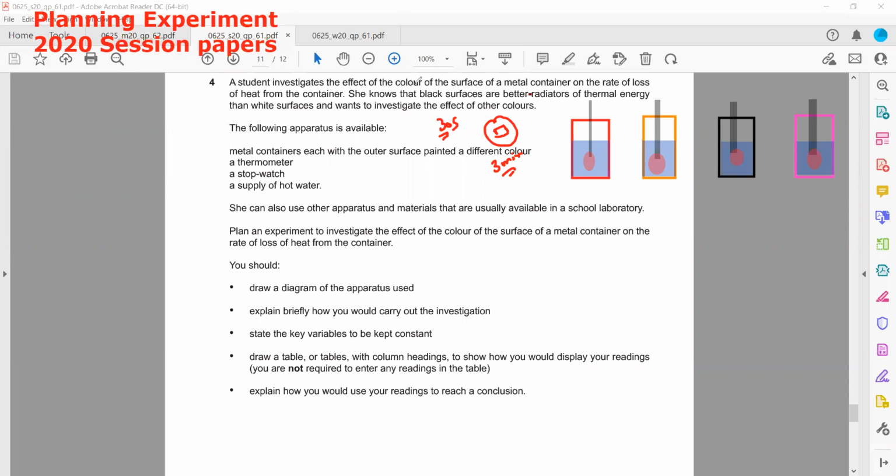Now we'll answer the question. Draw a diagram of the apparatus used. I already did, but whenever you draw a diagram, it should be labeled. I did not label any of them. You will mention thermometer, container, hot water.